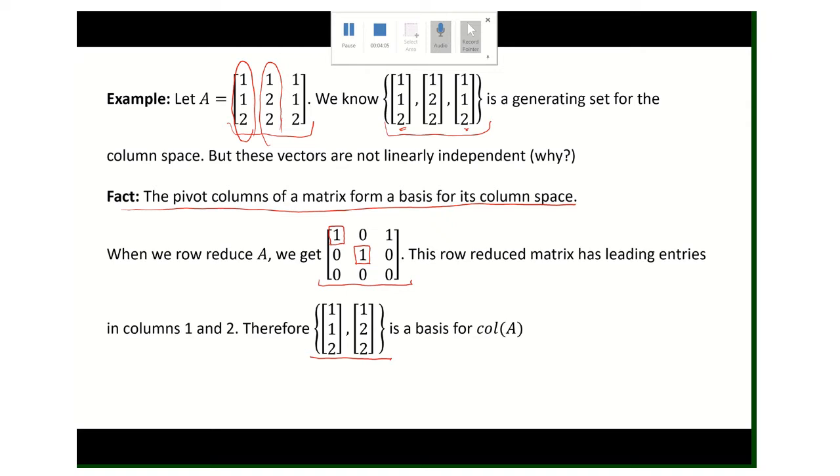Now remember this technique. We're going to be using it quite a bit. So to get a basis for a column space, you row reduce till you find where your leading entries are. Those are your pivot columns. Go back to your original matrix and take those columns. Those columns are a basis. They are going to generate your entire set or your entire space, and they are linearly independent. And that's the definition of a basis.